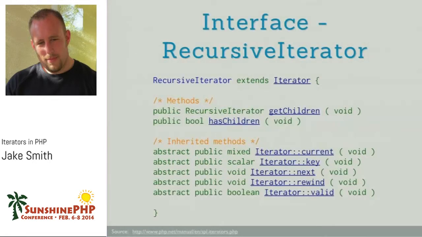One of the biggest benefits, at least to me, when using iterators is the recursive iterator. How many people love recursion? Yeah, but if you screw up recursion, it gets really messy really quick. So I think using recursive iterators is a huge benefit and really easy. The only two methods you have to add for a recursive iterator are getChildren and hasChildren. Pretty obvious what they're doing: does the element I'm on have any children? If so, get me the children.